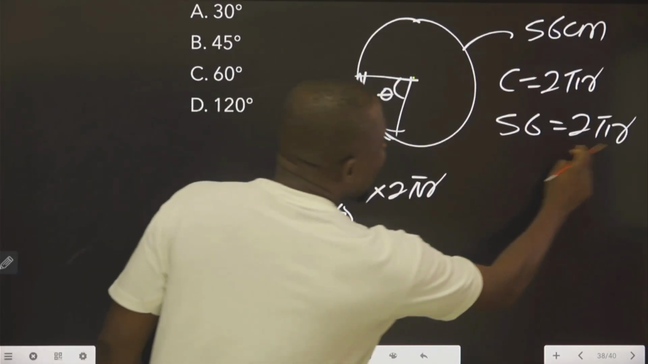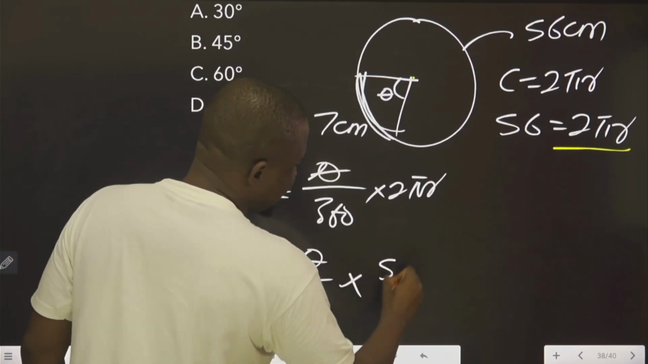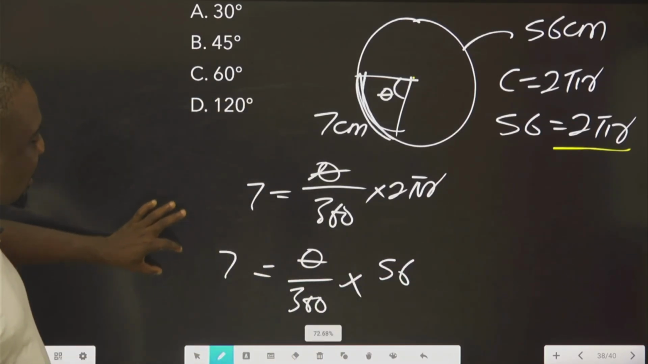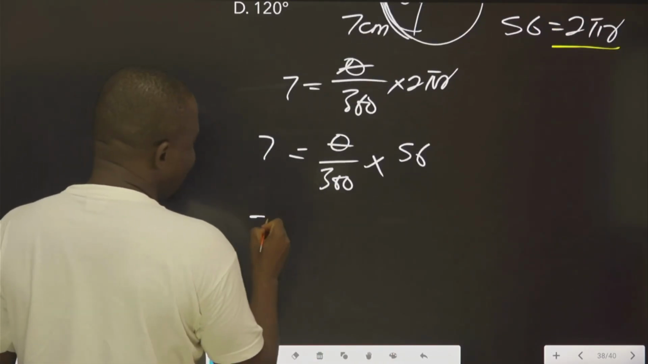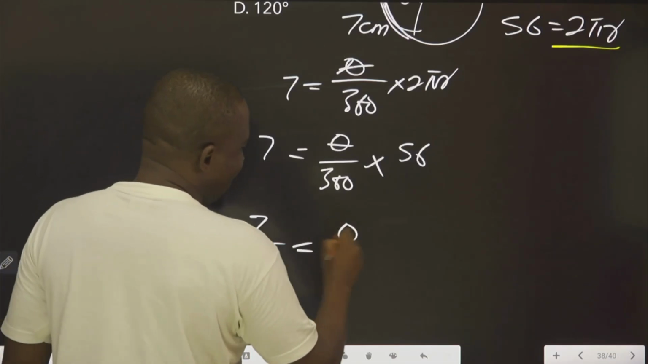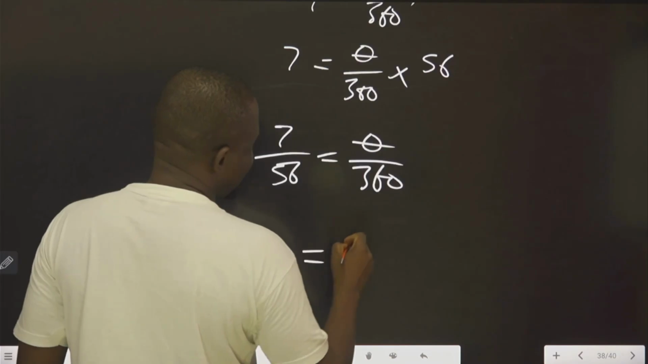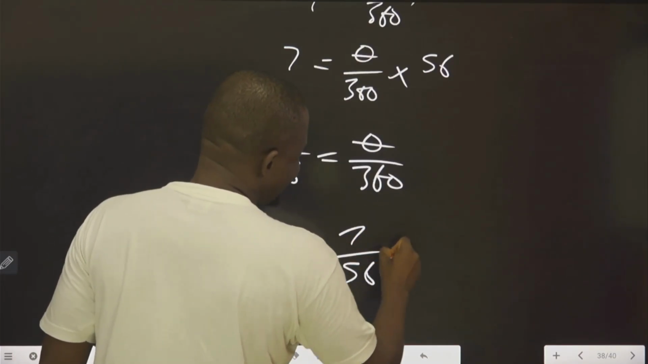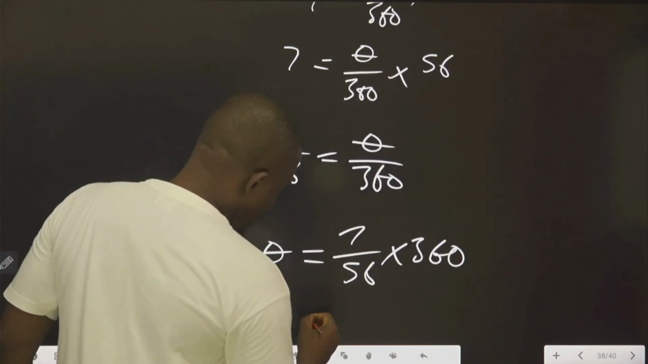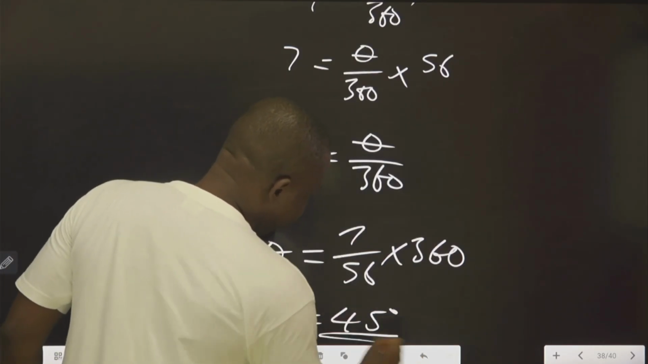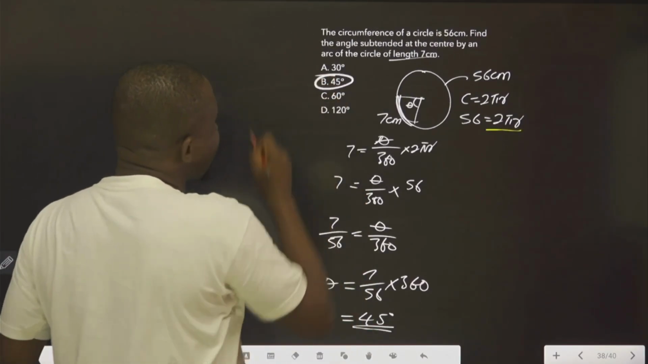As you can see, we already have this to be 56. Okay? Now is to get theta. Can we divide both sides by 56 now? You agree with me? 7 over 56 equals theta over 360. To get theta, theta here is 7 over 56 times 360. This is the one we have to solve. You're going to have 45 degrees. If you check now, you have here 45 degrees. This is the answer. Okay?